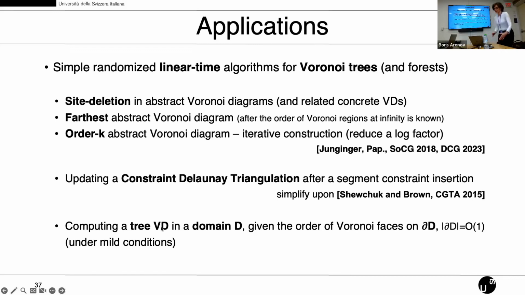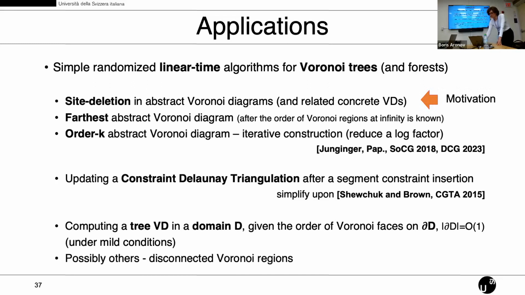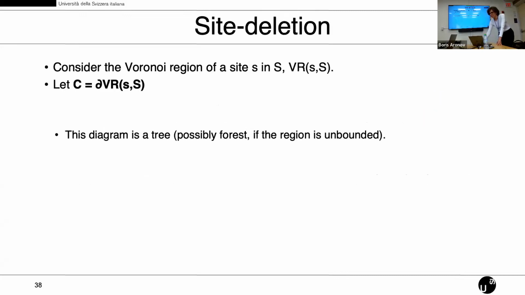In general, if we are given a domain D, and inside this domain we have a Voronoi diagram which is a tree, and we know the order of Voronoi faces on the boundary of D, then we can compute this tree under some mild conditions. Site deletion is actually the motivation for this, and there may be other applications on disconnected Voronoi regions.